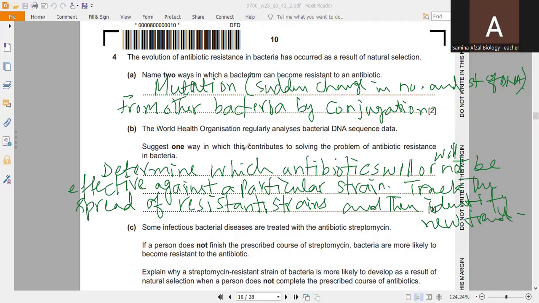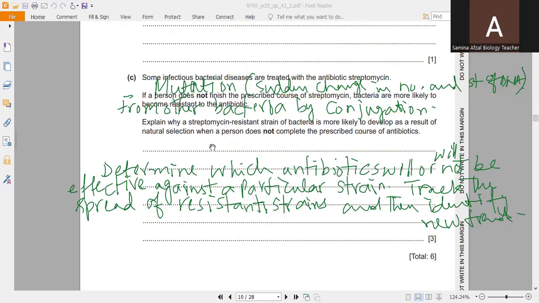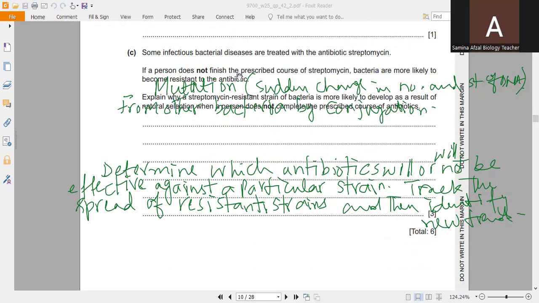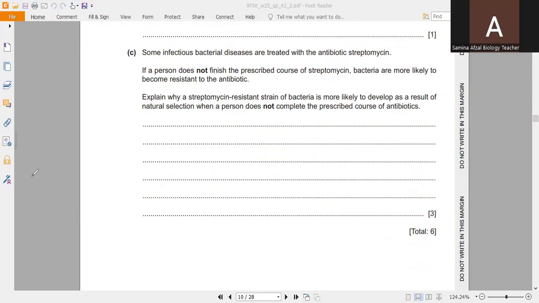Well, the last part of question number 4C is: some infectious bacterial diseases are treated with the antibiotic streptomycin. So, if a person does not finish the prescribed course of streptomycin, bacteria are more likely to become resistant to the antibiotic. Explain why a streptomycin-resistant strain of bacteria is more likely to develop as a result of natural selection when a person does not complete the prescribed course of antibiotics.